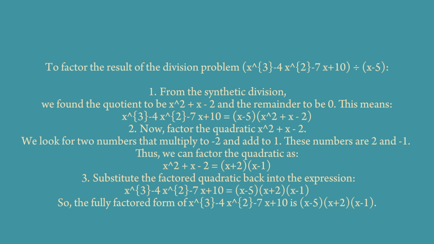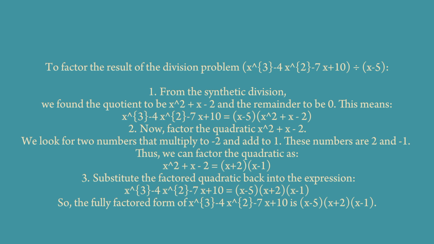Number 2. Now, to factor the quadratic x squared plus x minus 2, we look for two numbers that multiply to negative 2 and add to 1. These numbers are 2 and negative 1. Thus, we can factor the quadratic as x squared plus x minus 2 is equal to x plus 2 times x minus 1.